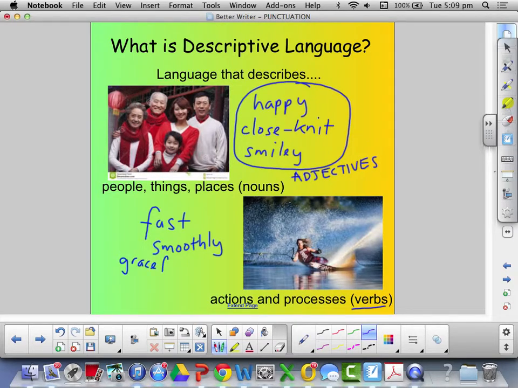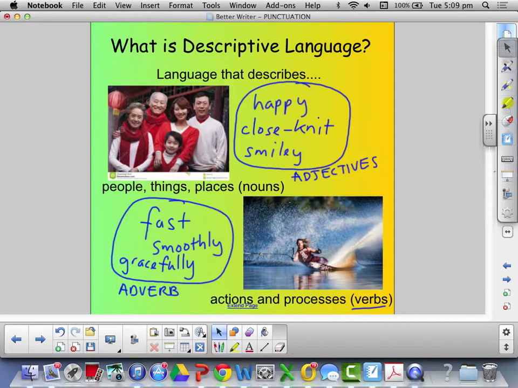Now notice adverbs. That's what these things are here. Okay, adverbs, because they add meaning to verbs. These guys here, a couple of them end in ly, so often your adverbs will end in ly. Now in your writing we want you to use lots of adjectives and lots of adverbs to describe what you're writing about.